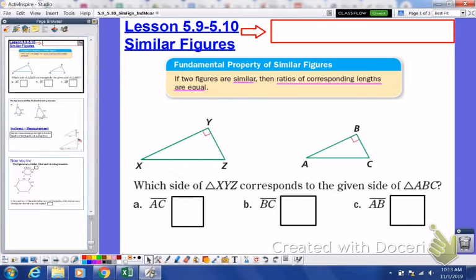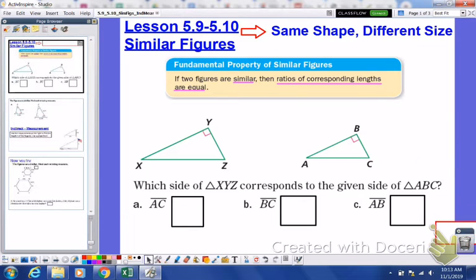Alright guys, we made it to the last video of chapter 5. It's going to be a double lesson again, talking about similar figures. So a similar figure is when we have the same shape but different size. They must be the same exact shape, just a different size. Our fundamental property of similar figures: if two figures are similar, then ratios of corresponding lengths are equal.